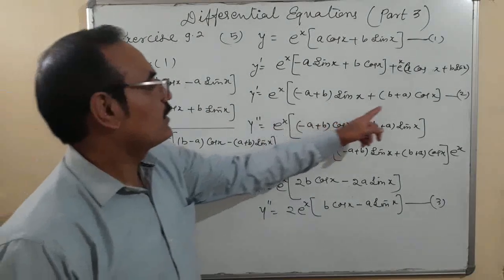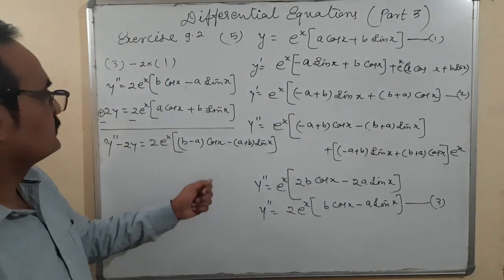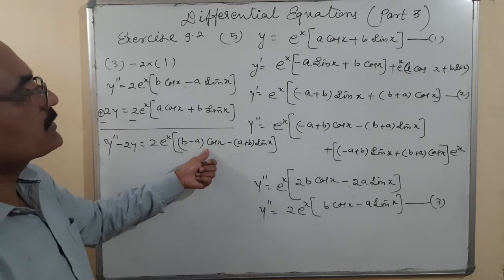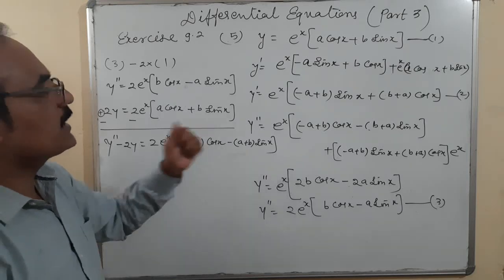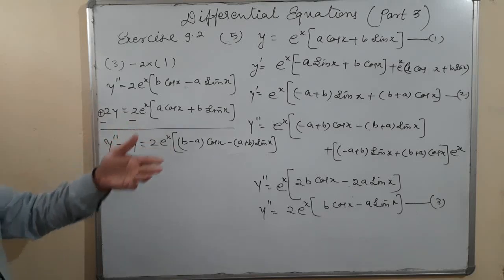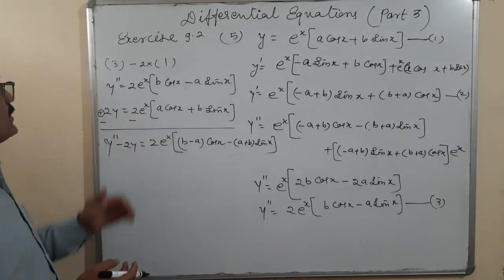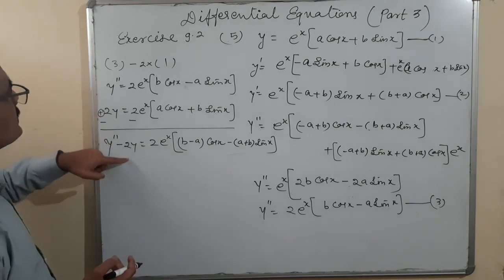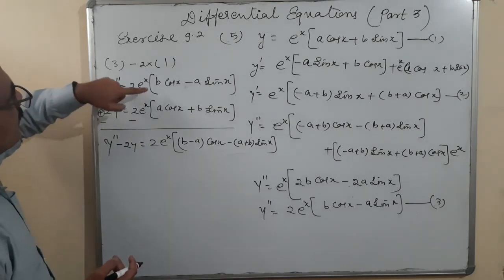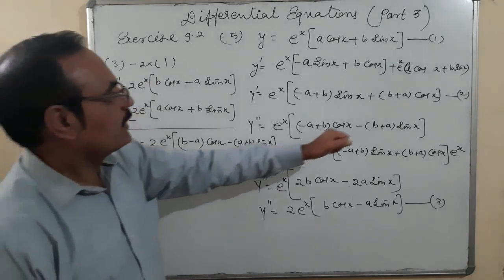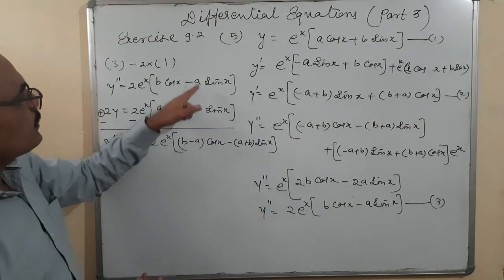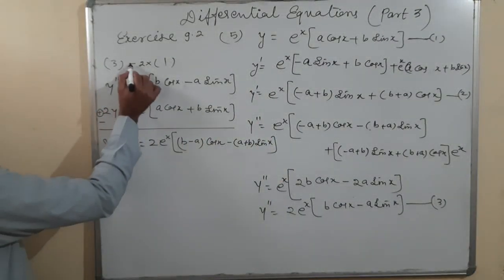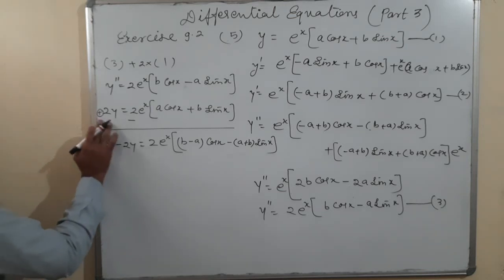And now see equation number 2. Equation number 2: b plus a cos x. What is coming this? b minus a cos x and minus a plus b sin x. Now what happens? So you can understand the second way. Suppose when we are going to add it, then what happens? Y dash dash plus 2y is equal to 2 e to the power x common. It is coming b plus a cos x and b minus a sin x. It's okay. So rather than subtraction, what should be done? Addition. So if we add them, then what happens?